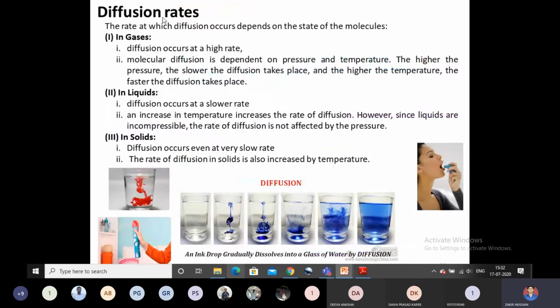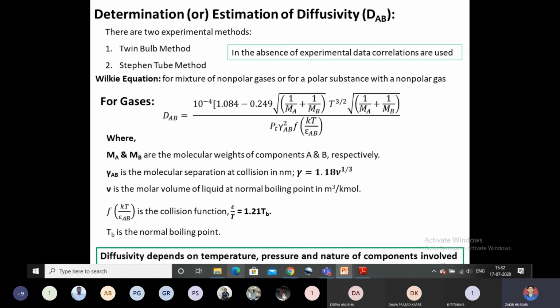Then the next one is diffusion rates. We already know molecular diffusion is there, and turbulent diffusion, nothing but eddy diffusion. Simple examples like ink dispersion, dye dispersion, room spray and nasal spray all come under the rate of diffusion. How this will be evaluated, I will give you more examples regarding that. The next one is the determination and estimation of diffusivity. Usually there are 2 experimental methods to determine the diffusivity of any component.